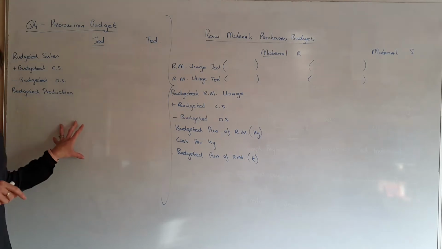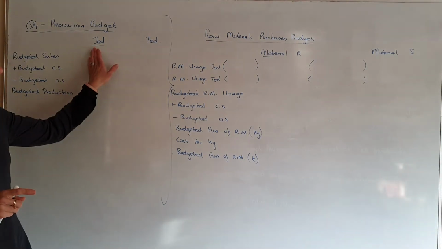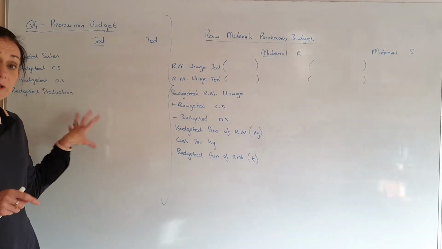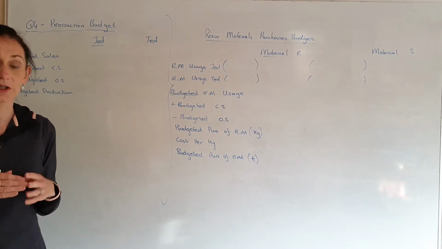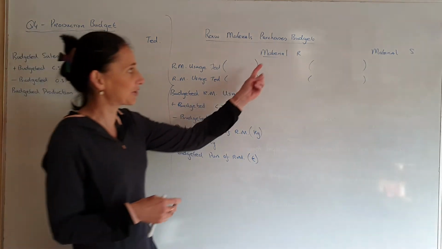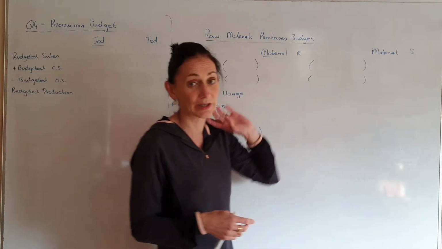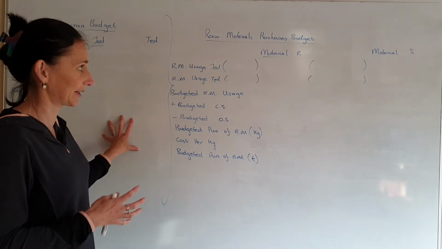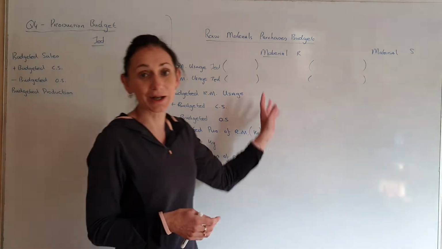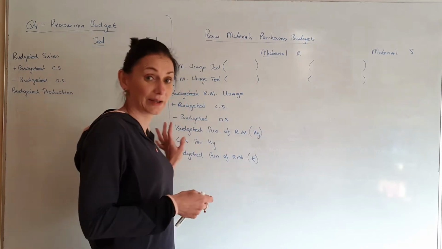Your production budget, you're making 2 types of products. You make Jed and Ted, and what we're trying to figure out here is how many of these you want to make. Once you know how many units you want to make, then you need to buy the raw materials. So that's why we changed this to your materials, because we want to figure out for this level of production of Jed and Ted how much raw materials we need to buy to make these products.